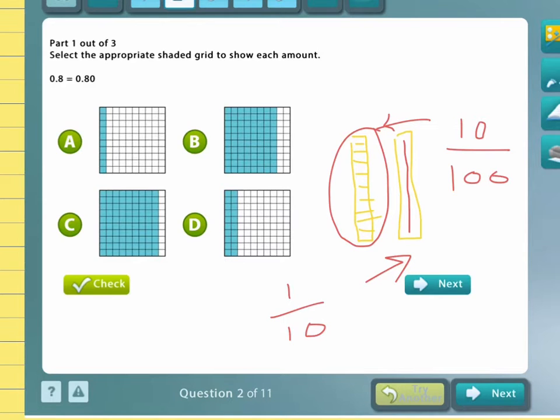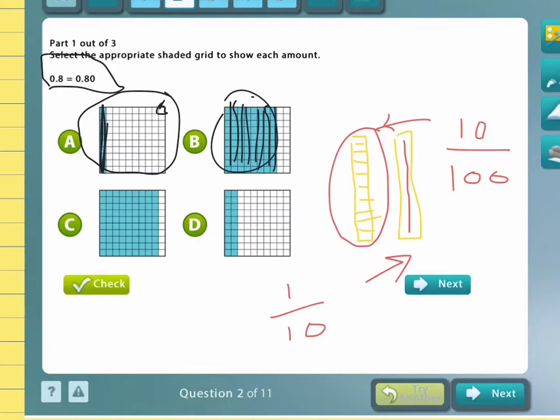Looking at this problem, they want us to show the model that represents 8/10ths is equivalent to 80 hundredths. So obviously you have a whole here, cut into 100 parts, so each one of those little tiny dots is a hundredth. But if you look at, I call it sticks and blocks, one stick is the same as 1/10th or 10 hundredths. So all we have to do is match, showing which one shows 8/10ths or 80 hundredths. So you count 1, 2, 3, 4, 5, 6, 7, 8.